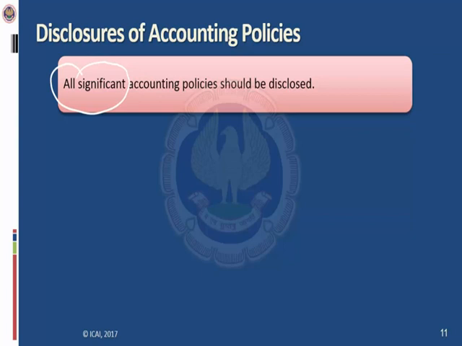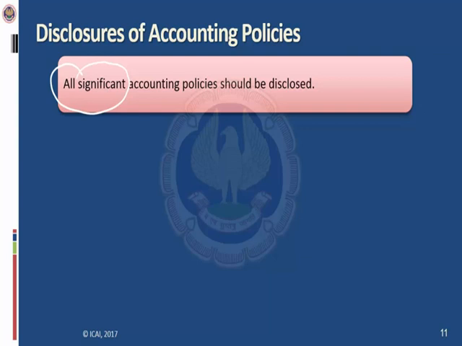So it does not mean that every item needs a policy. Let's say Reliance Industries Limited, which is reporting its numbers into crores. Reliance has a turnover close to 3 lakh crores. So if the entity has made an expenditure of, let's say, 50 lakh rupees, framing an accounting policy on that expenditure is not correct. It is not significant. It is not material for an entity like Reliance Industries Limited. So all significant, material accounting policies need to be disclosed.